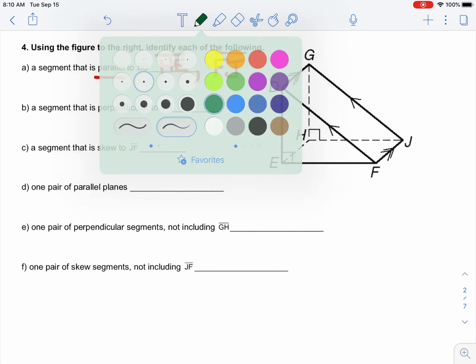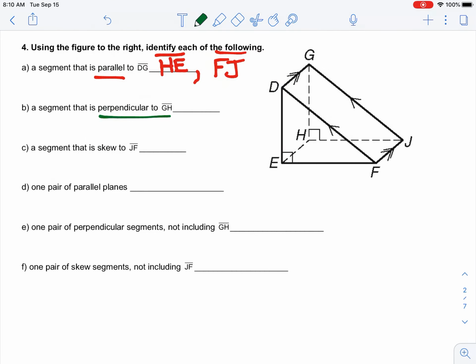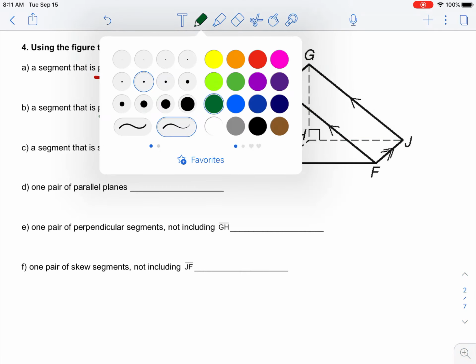All right, let's keep moving. Name a segment perpendicular to GH. Let's find GH first. I'm going to highlight it. I need to find a line that's going to form a 90-degree angle, or a box, with that. If you look right here, I form my L, or my 90 degrees. So it is perpendicular to HJ. Try highlighting the picture. That usually helps you see it.